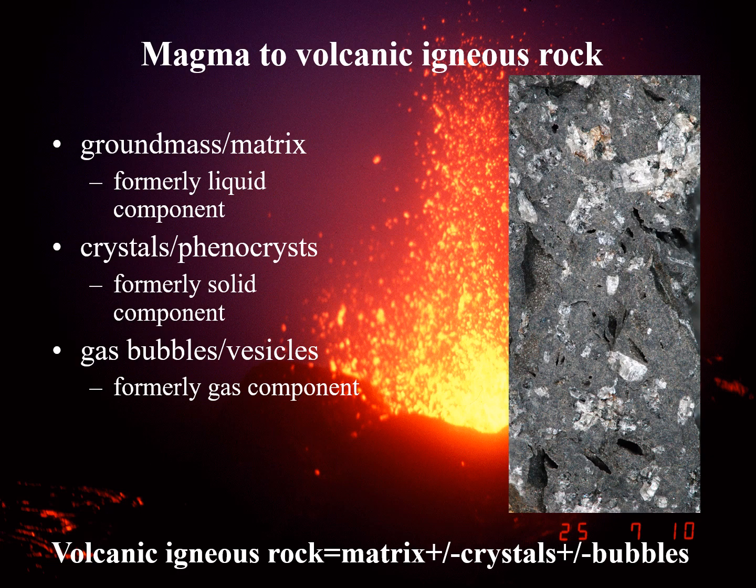And then you have gas bubbles or vesicles, and those are gas components that were in the magma that when they erupted onto the surface as a volcanic igneous lava, forming eventually volcanic igneous rock, that gas gets released and it leaves a void space behind, and we call those vesicles. And that's a vesicle there.